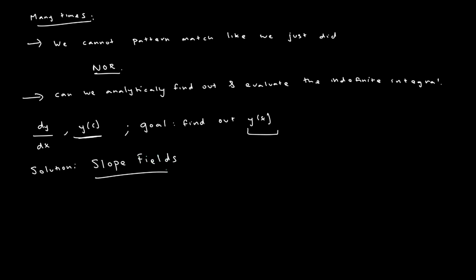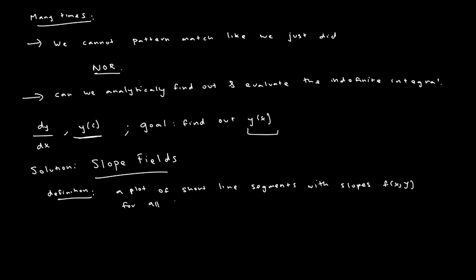So, slope fields, and let me define what these are. Definition: slope fields are essentially a plot of short line segments with slopes f of x comma y for all lattice points. And lattice points just means integer values of x comma y, so lattice points x comma y in the plane.